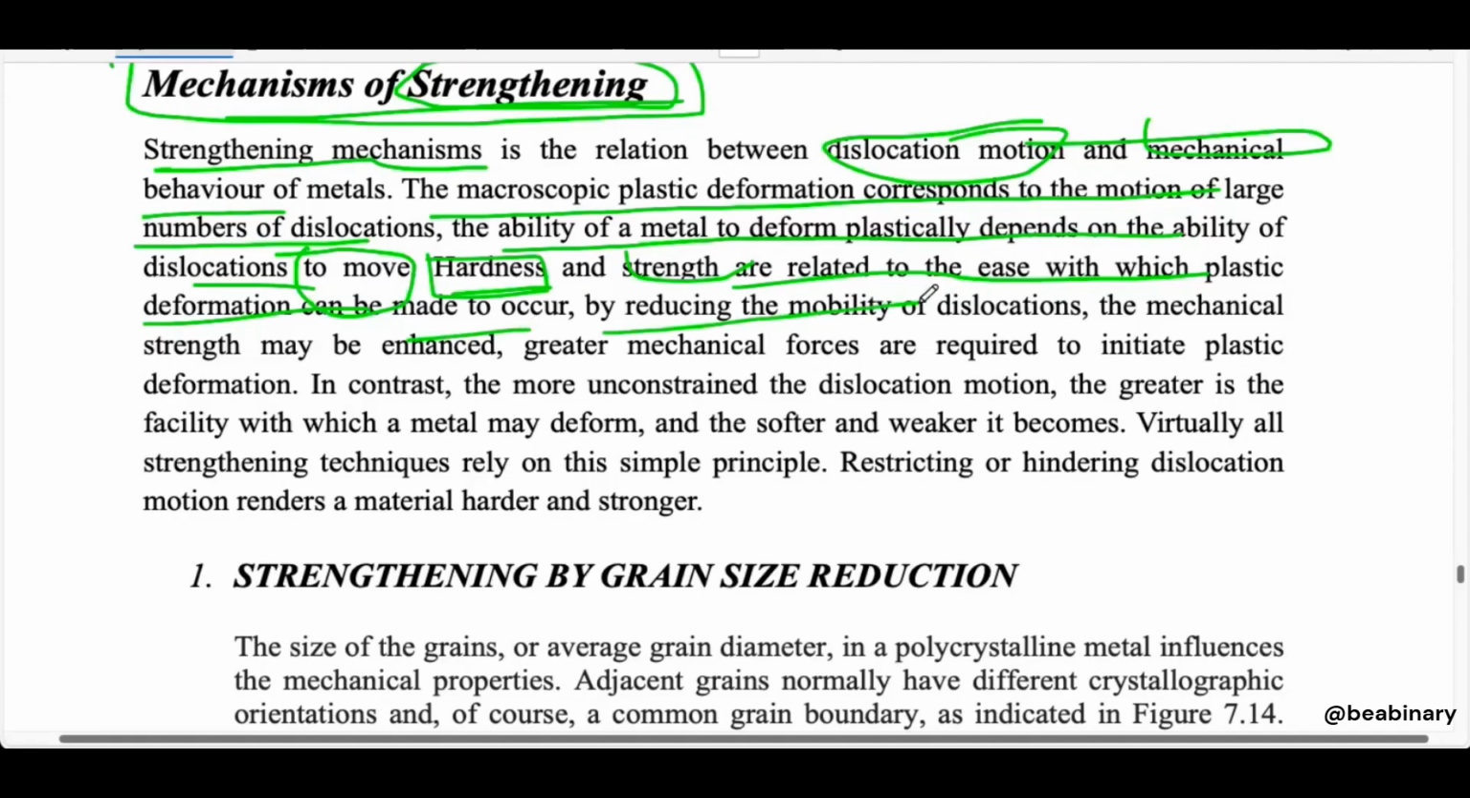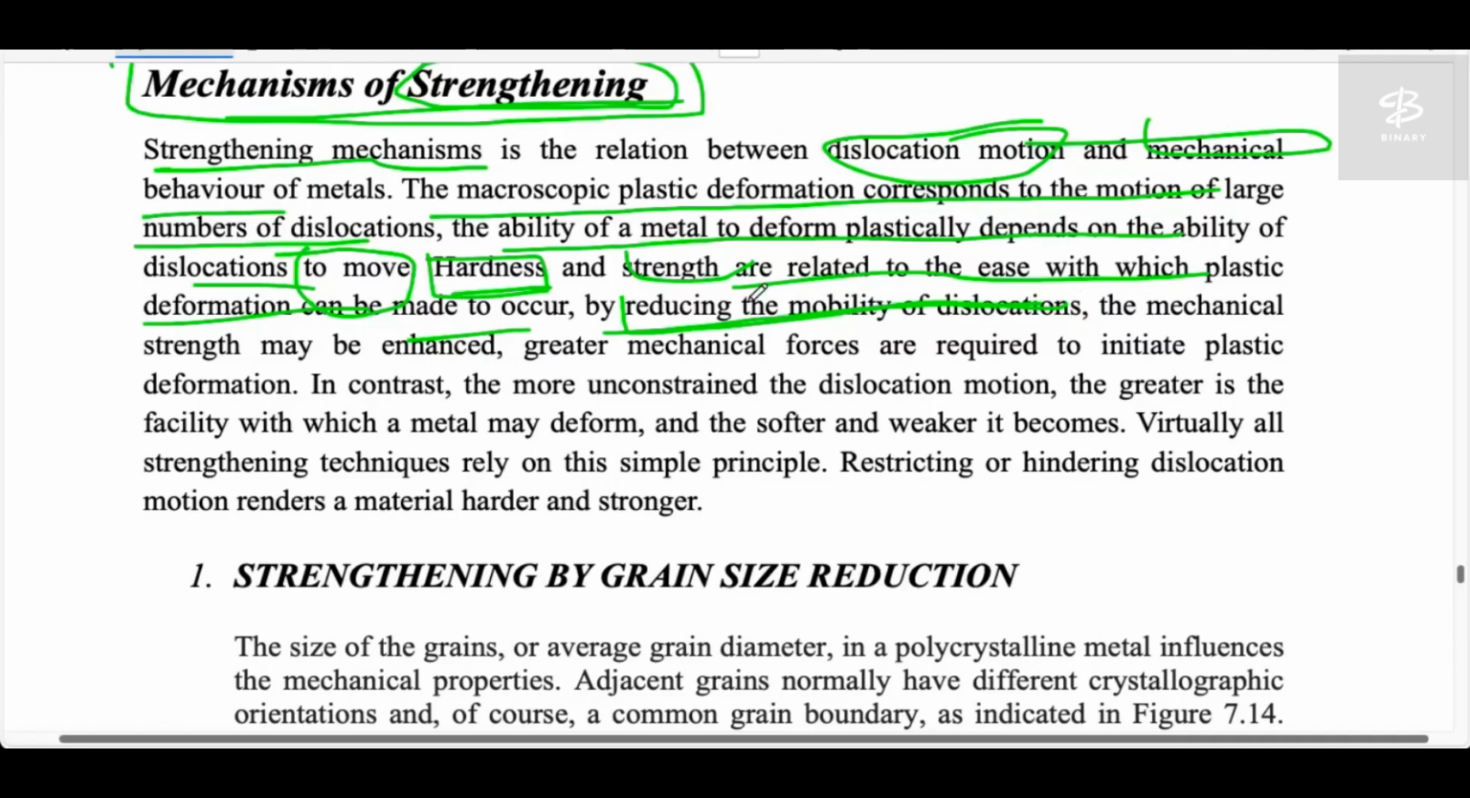By reducing the mobility of dislocations, the mechanical strength may be enhanced. So what can you do with your dislocations? You can reduce the mobility of dislocations. If you are somehow able to manage or control the movement of your dislocations, that will strengthen your mechanical properties. The strength of that particular material will increase.